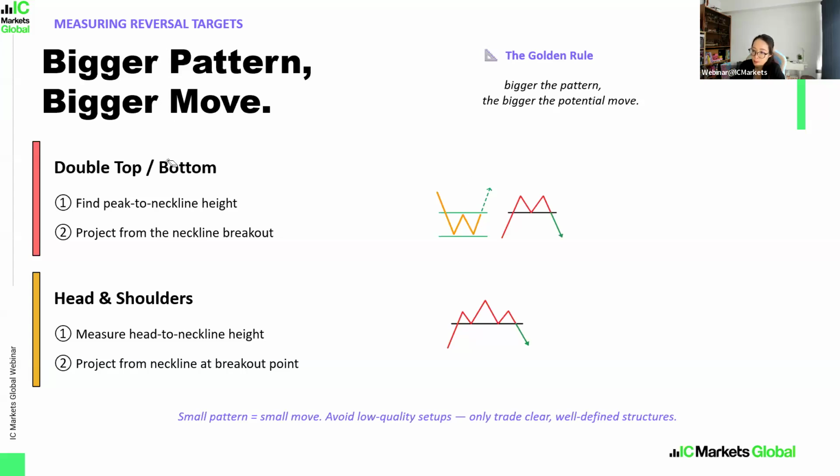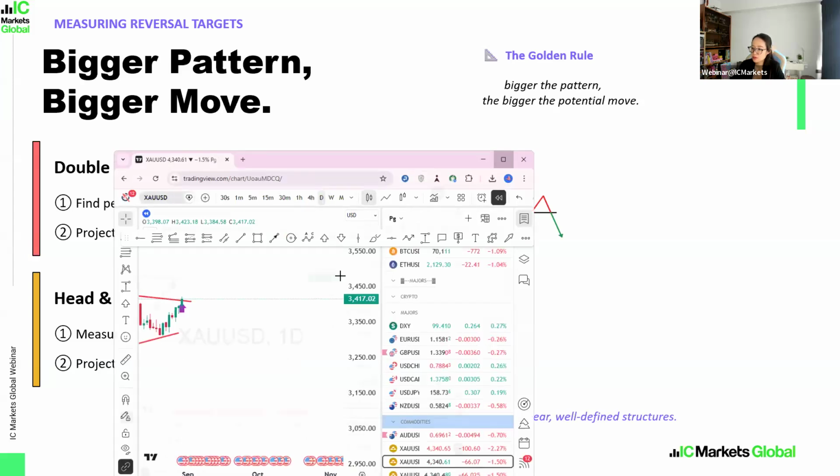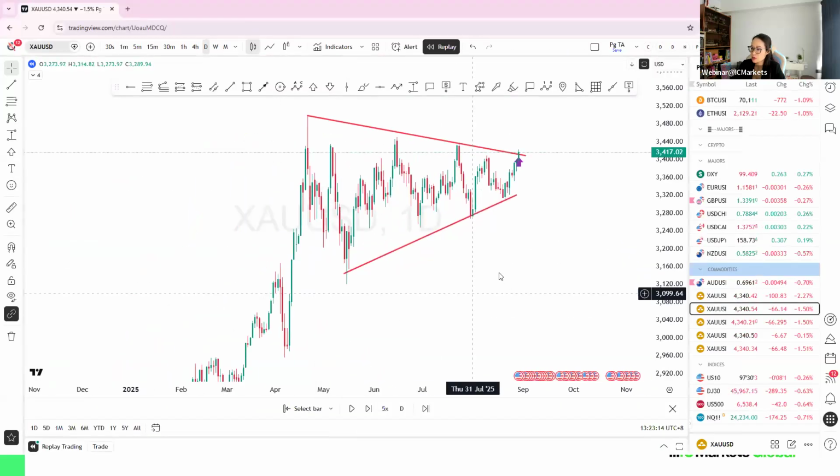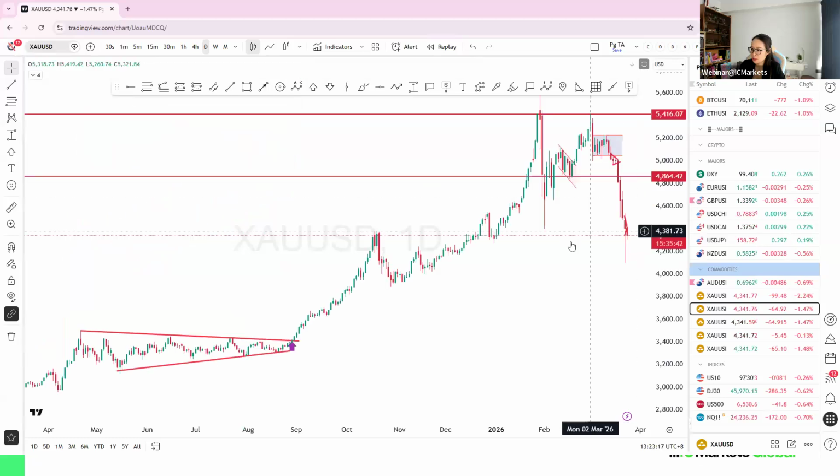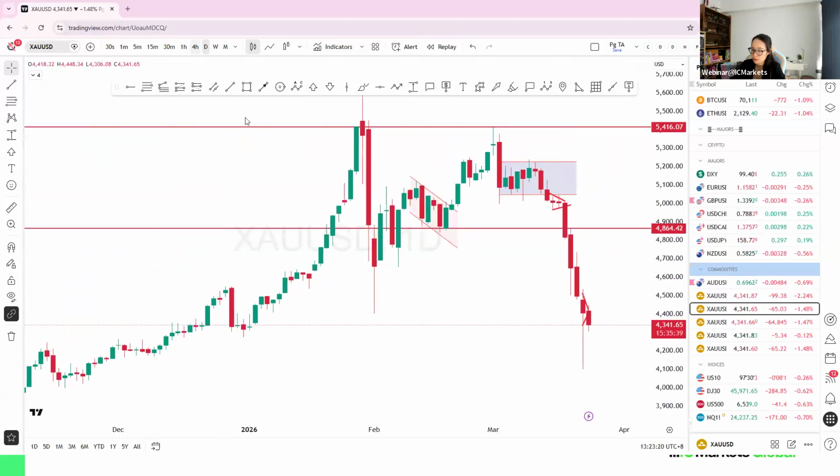We have double top and double bottom. Measure from the peak to the next line high, project from the high line breakout. You need to wait for the breakout, wait for the pullback, retest, and then you buy. Or you look for the head and shoulders, okay, measure head to the next line high, project from the next line for the breakout point, okay. Head and shoulders, this is the left head and this is the right shoulder. Look here. We saw that in gold, okay. H4.